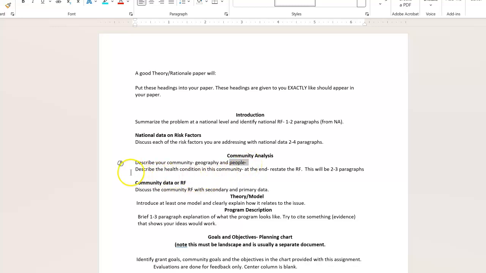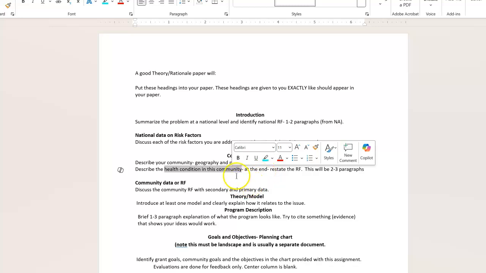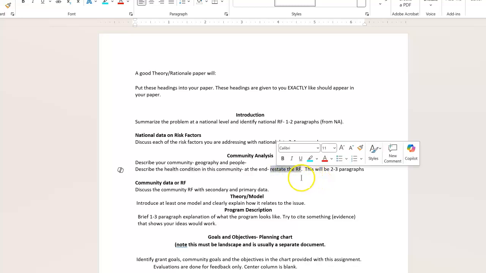You're describing what the people are like in your community. Next, you describe the health condition. This is the third thing you do in this section. Describe the health condition in the community using data. So if you were doing eating disorders or weight disorders, you would talk about weight disorders in your community, and you would have data about weight disorders in your community and your population compared to other data to show this is a bigger issue in your community. At the end of this section, you restate the risk factors that are in the program, and this section is 2 to 3 paragraphs long.